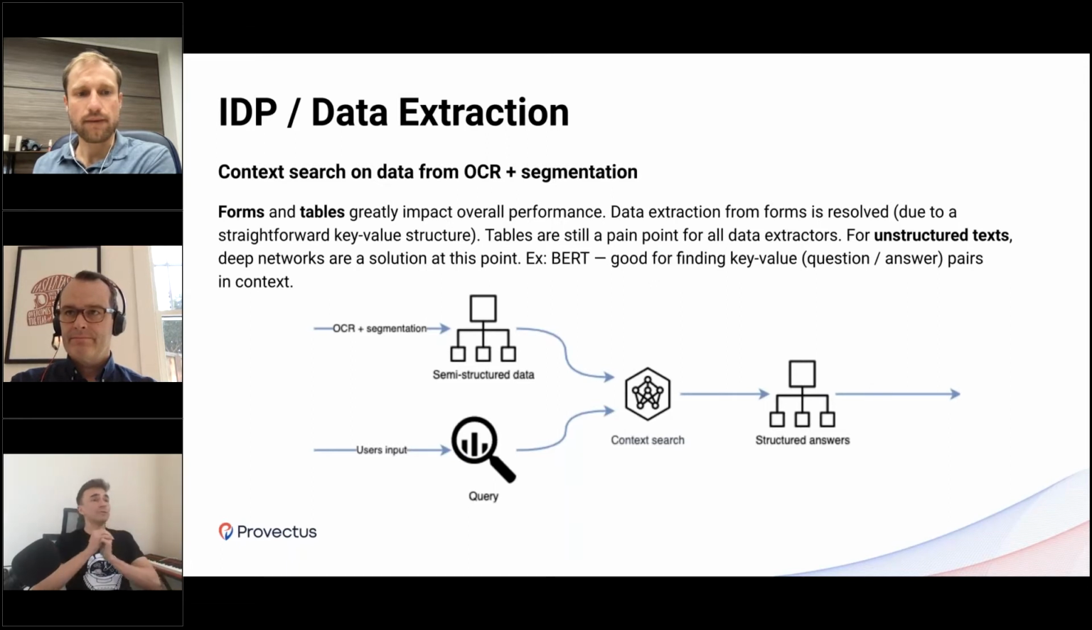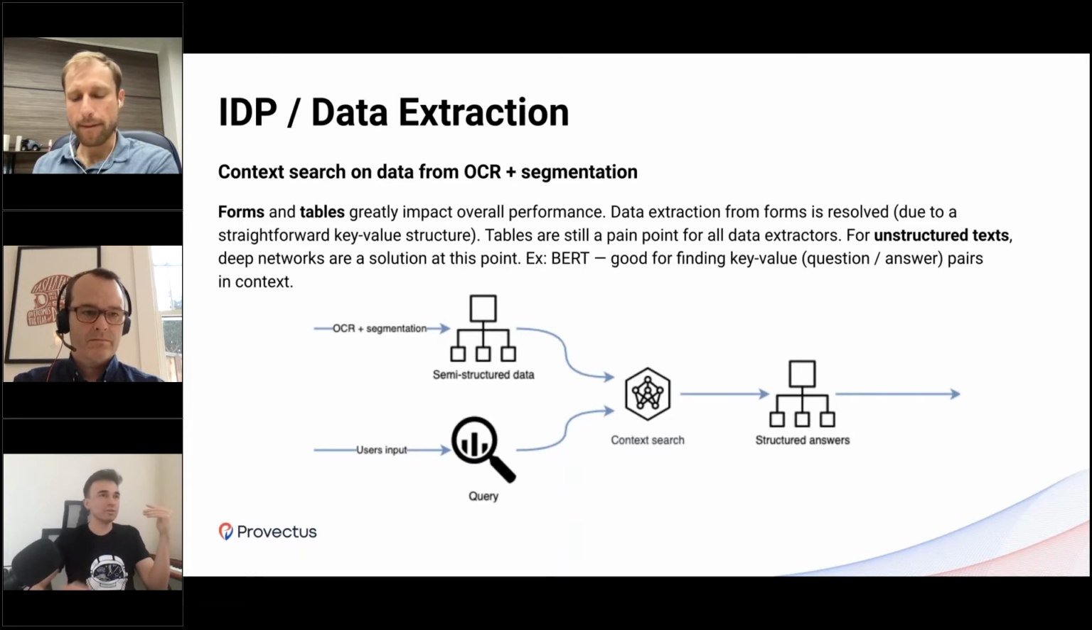Next we move to data extraction. Here we're solving the context search problem. We're trying to extract knowledge from the semi-structured data we get from the previous computer vision step. We take the semi-structured data from the OCR step, give it a query, for example, patient diagnosis or something like this, and we form structured answers out of it and pass it down through the system.